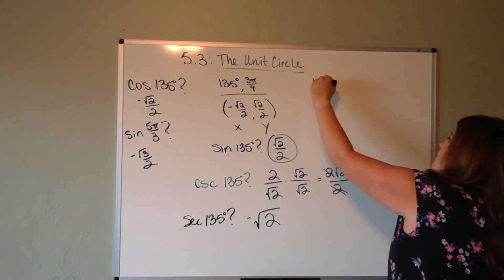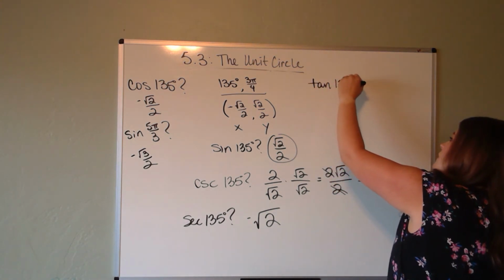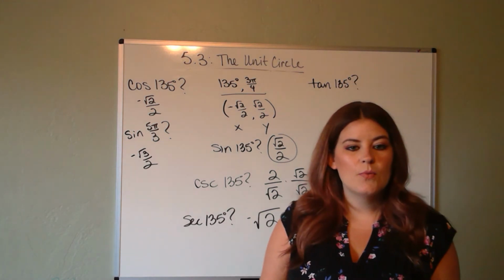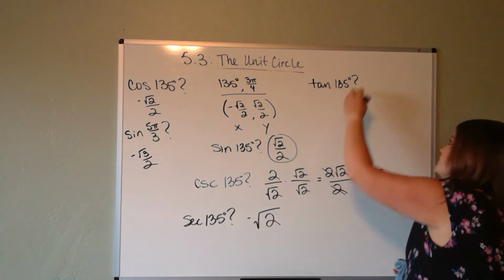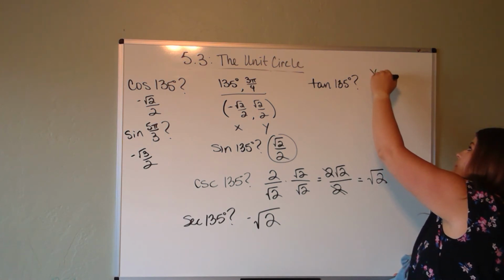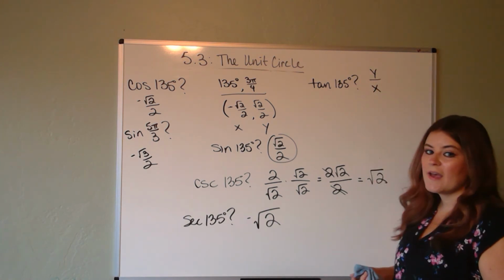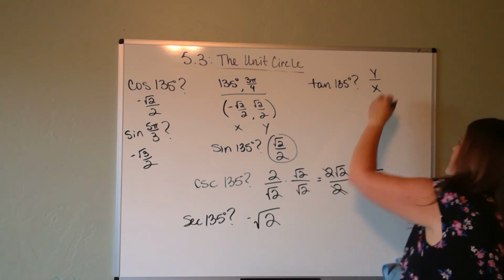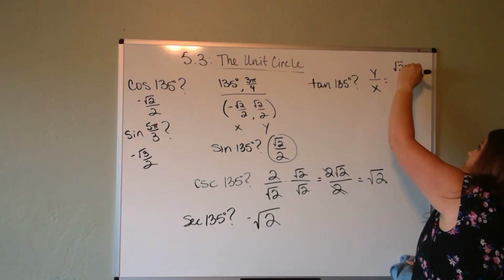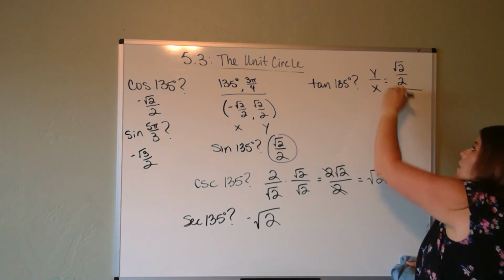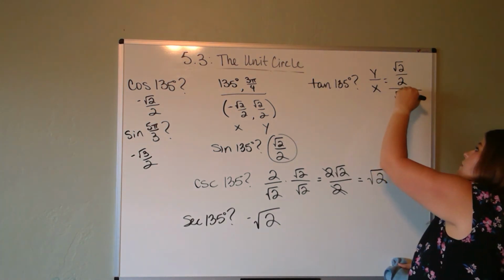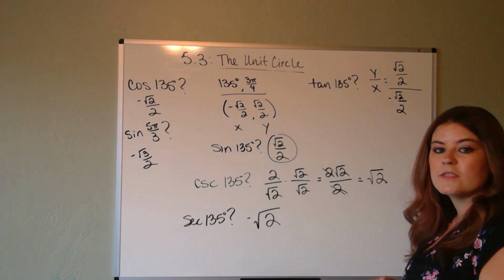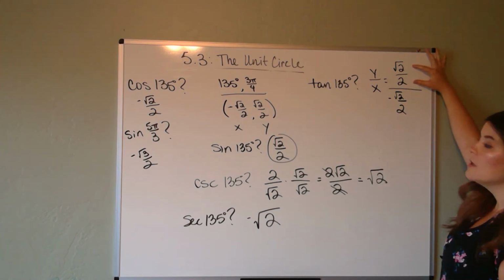What about the tangent of 135? Remember how to find tangent. It's y over x. You have x and y, right? So y over x is going to be positive root 2 over 2 over negative root 2 over 2. So here's y over x.